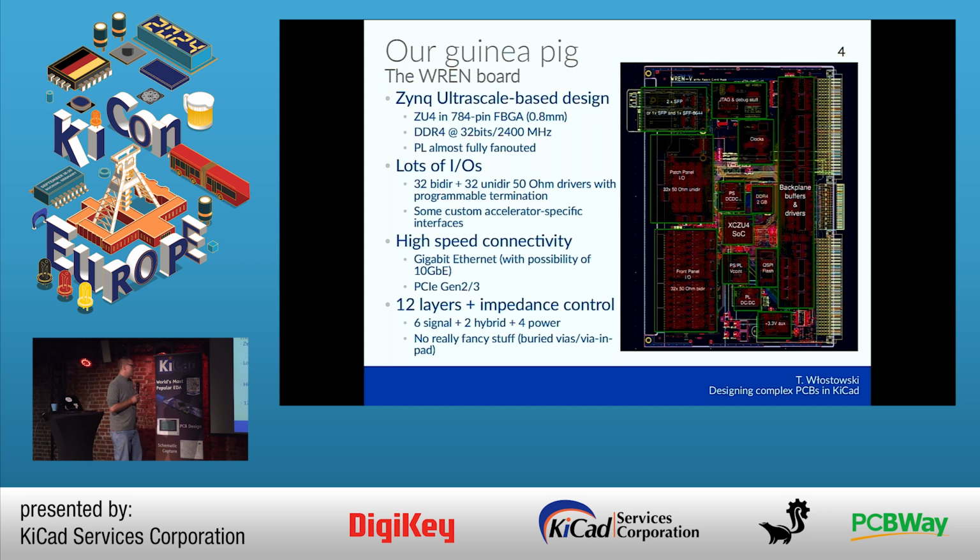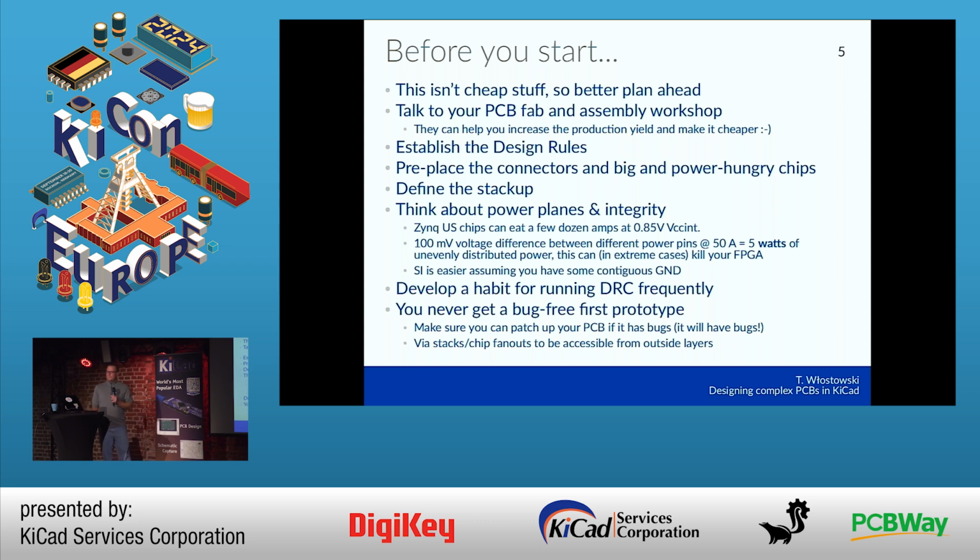That contains 6 pure signal layers, 2 hybrid power signal, 4 power layers. And really no fancy stuff like buried vias or high-end pads or any crazy features affecting the manufacturability and the price. We need to make this board cheap and in volume. So, what do you do before you start designing such a PCB?